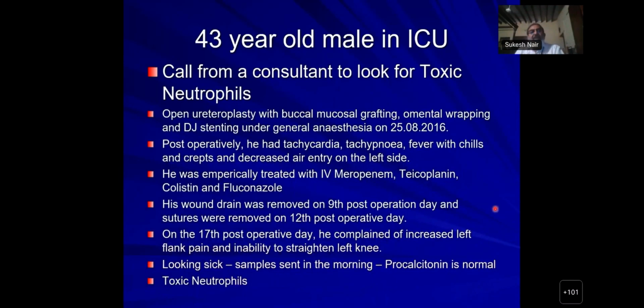So this is a 43-year-old male in ICU. The patient has been recovering from a surgery. He had sepsis and recovered from that sepsis. On day 17, the consultant felt that the man was looking quite unwell, toxic. He had a problem straightening his left knee, so he thought that probably this man has a psoas abscess. He called me and said, we have sent the samples in the morning. Can you look at the peripheral smear for toxic changes? Because the procalcitonin has come as normal. Maybe there are toxic neutrophils, and I can probably think of starting antibiotics.